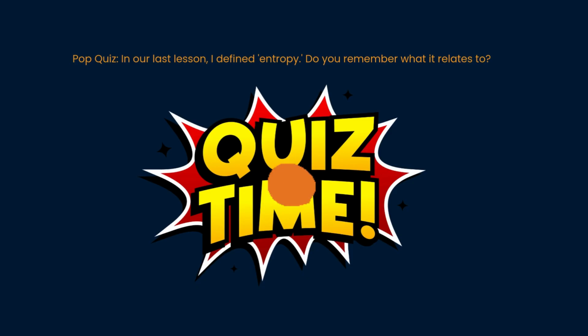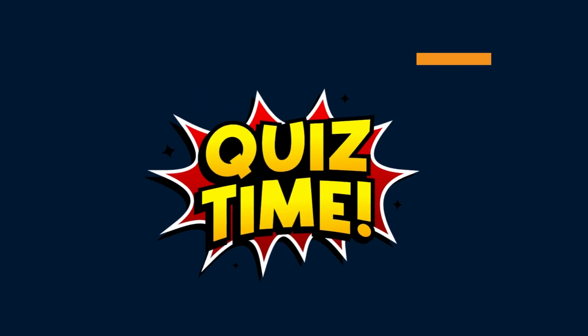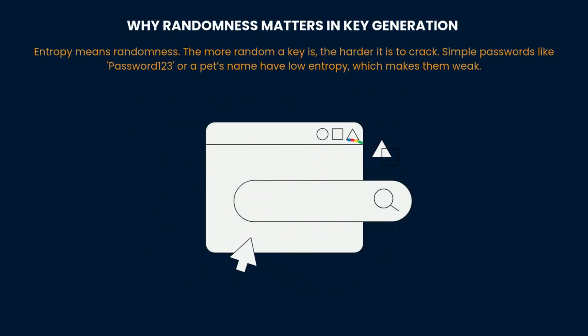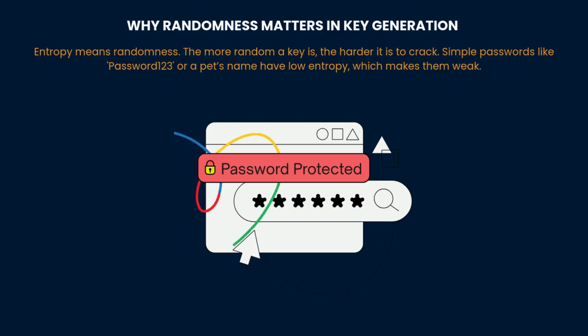Hello, hello. I got a pop quiz for you. In a previous lesson, I defined the word entropy. Do you recall what that was related to? I don't expect you to have that memorized yet, but if you do recall, you have a great memory. Think of entropy as a fancy way of saying randomness. The more random a key is, the harder it is to guess or crack.